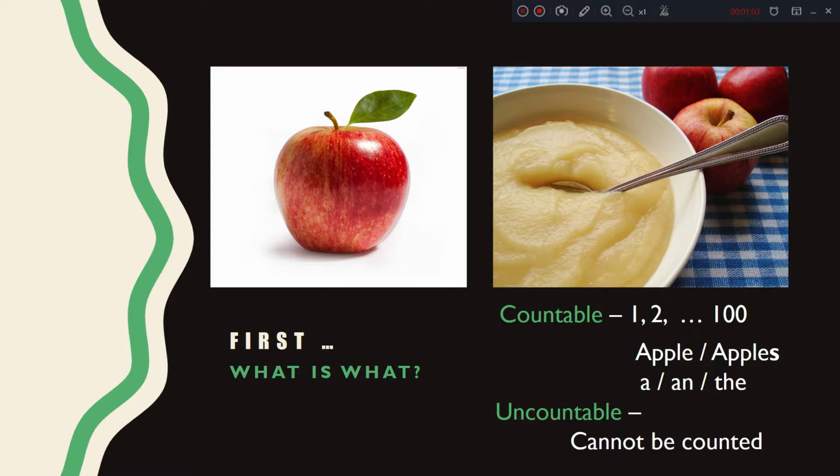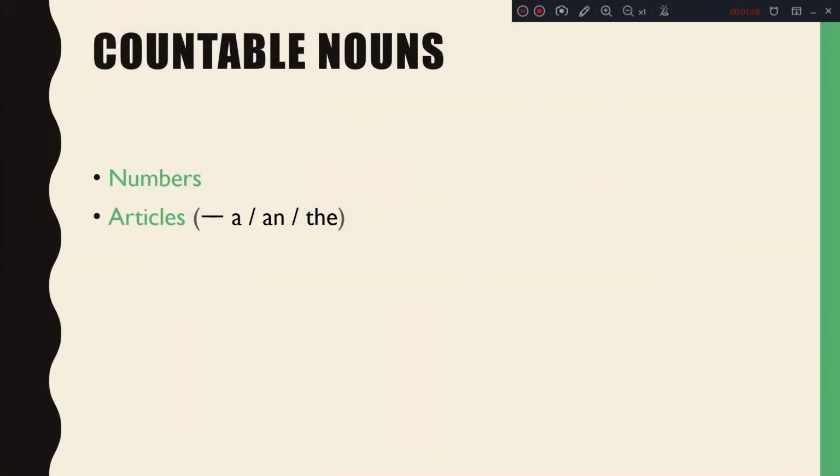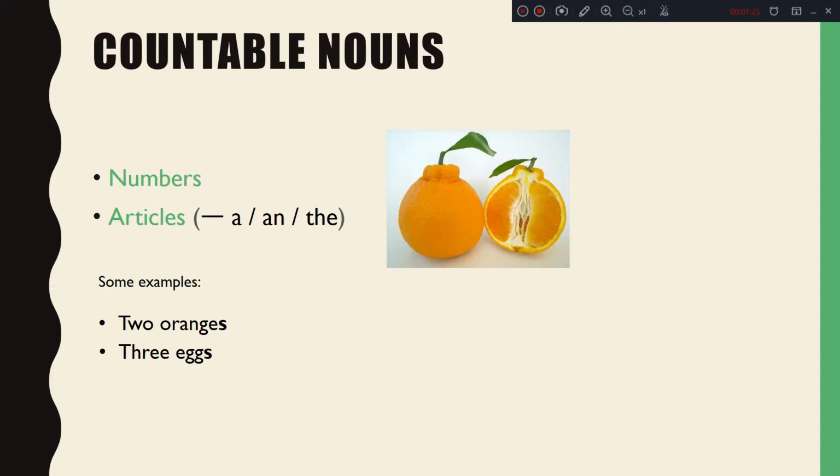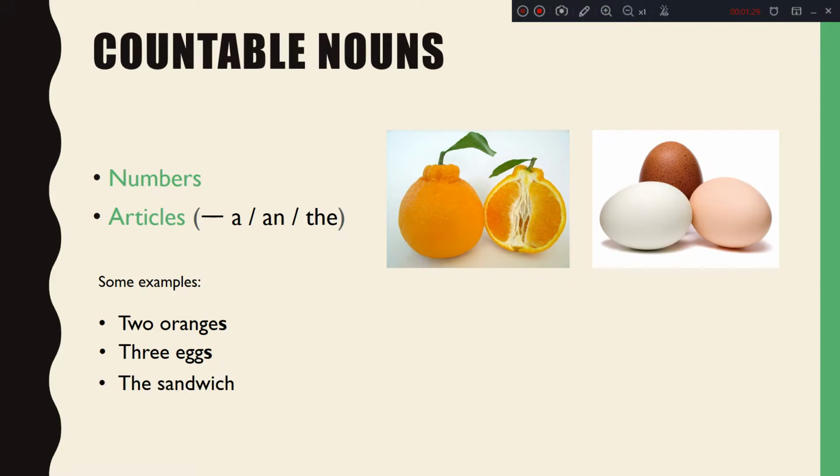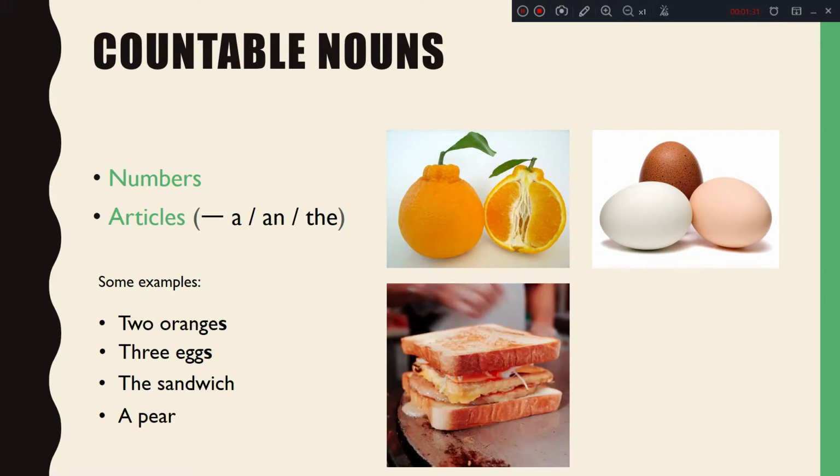Here we have an uncountable noun, applesauce. So again, countable nouns use numbers to tell how many of the countable nouns there are, and articles a, an, and the go with singular countable nouns. For example, 2 oranges, 3 eggs, the sandwich, a pear.